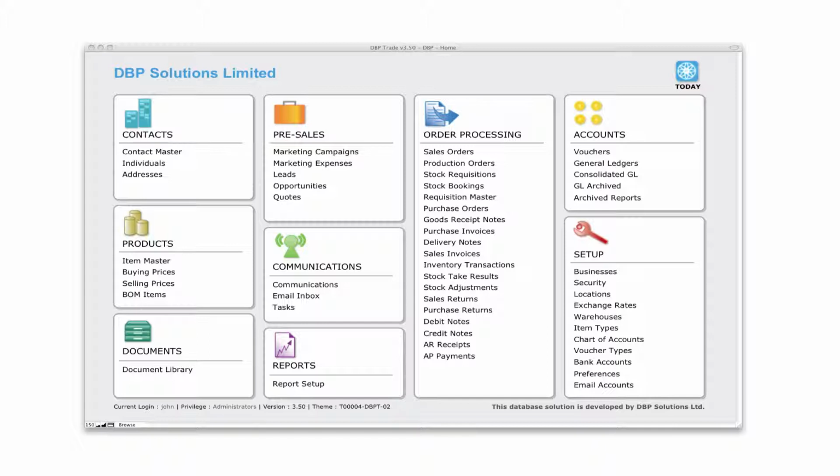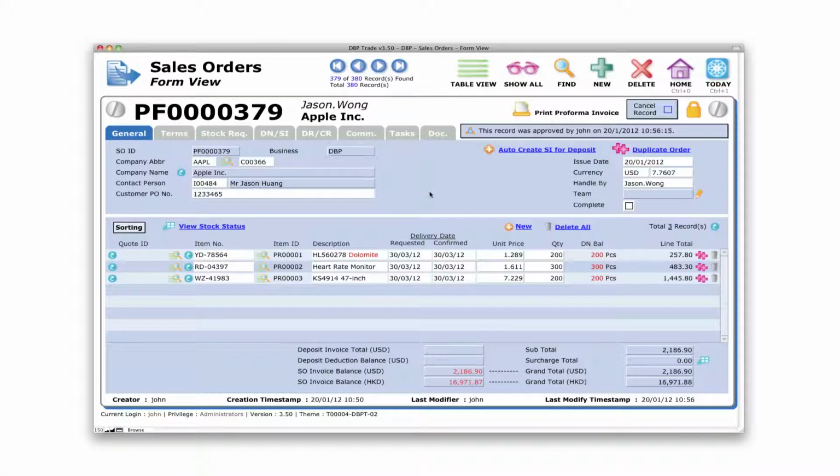Now, let's see how easy it is to use DBP Trade to manage your stock bookings. Now, let me show you how to do stock booking for your sales orders. This is our new sales order PF000379. And here, the requested delivery date of all three order items are in March 2012. The current month is January in 2012, and March is 2 months away from now. First, let's check the stock status by clicking this View Stock Status button.